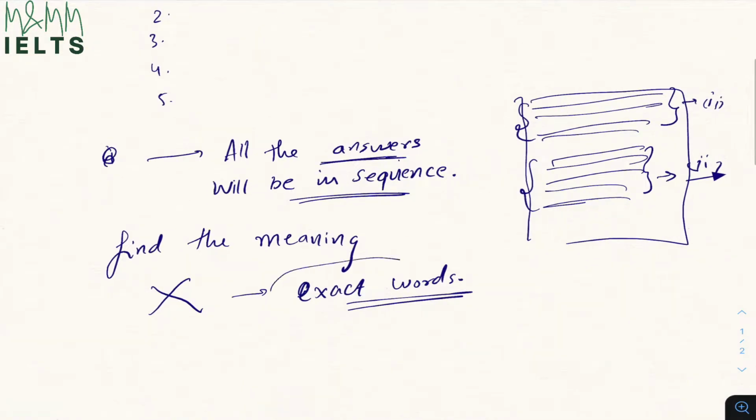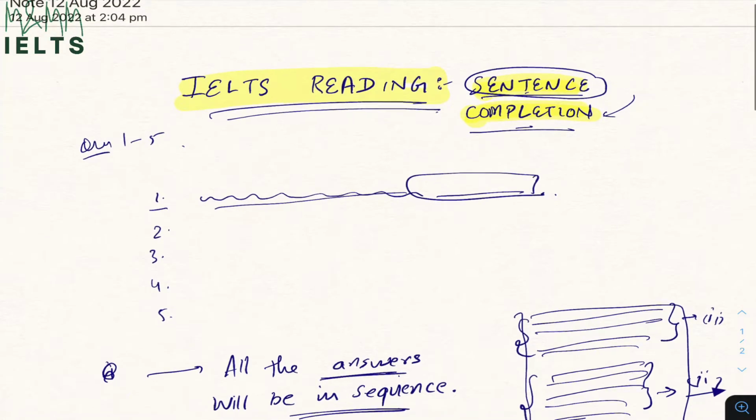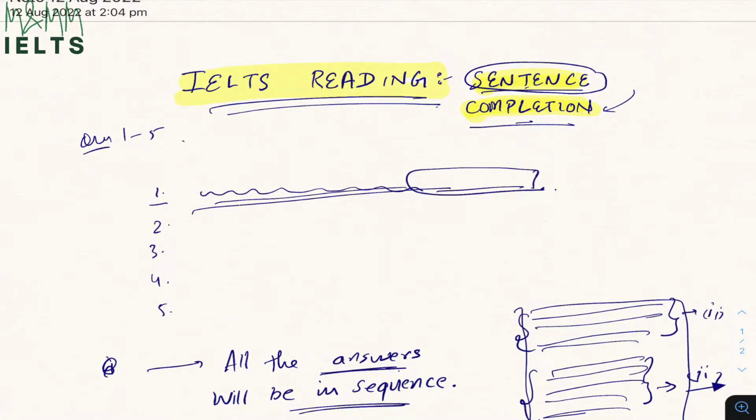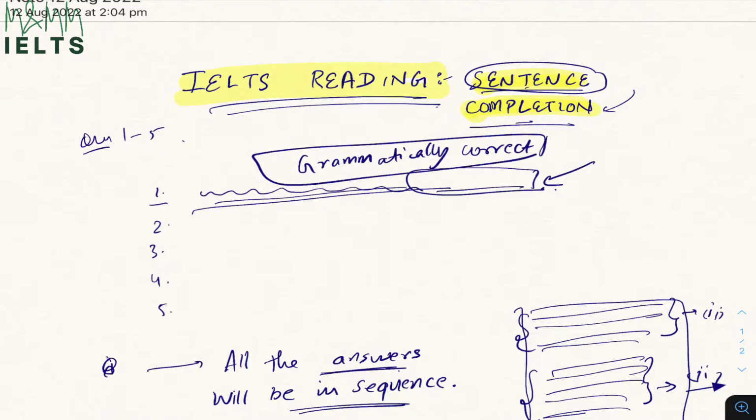Always make sure you look for the meaning, not the exact words. The second tip is, since it's a sentence and it's reading, it has to be grammatically correct. When you put the words in there, you always have to make sure that the sentence makes sense and is grammatically correct, because if it is not grammatically correct, that means the answer that you have written is not correct. So grammar rules have to be followed properly. Only then can you fit in the answers.